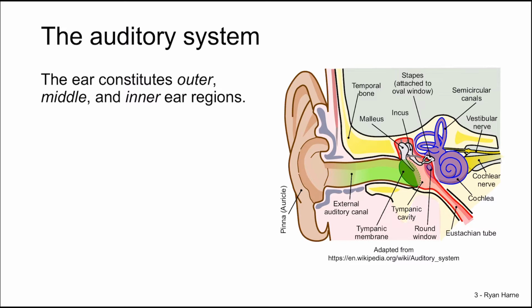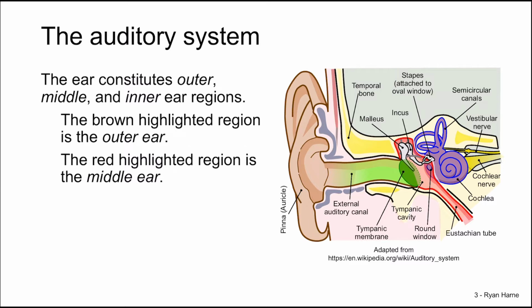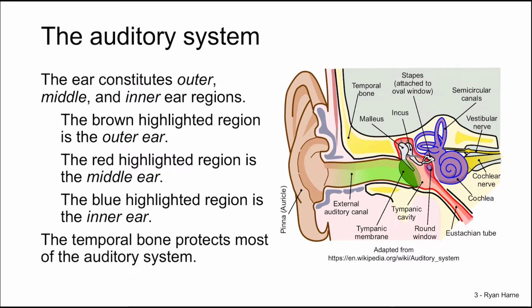This constitutes outer, middle, and inner ear regions. The outer ear is highlighted in brown and includes an auditory canal or ear canal that goes down to the eardrum, also called the tympanic membrane. The middle ear is highlighted in red, includes a very unique combination of bones and muscles. And finally, the inner ear is highlighted in blue, which connects to the cochlear nerve that leads to the brain. The temporal bone in our skull houses most of the auditory system to protect these very delicate structures. So let's start focusing on these areas of the ear one by one.